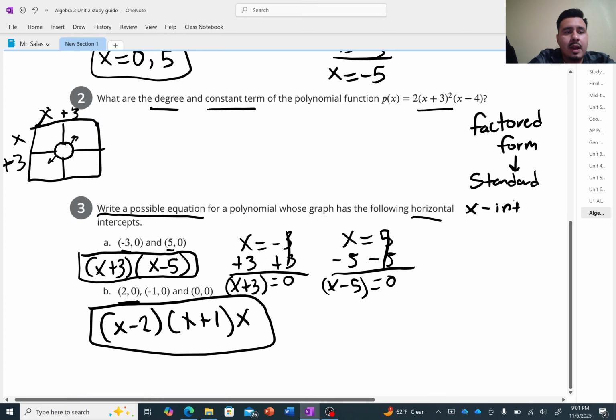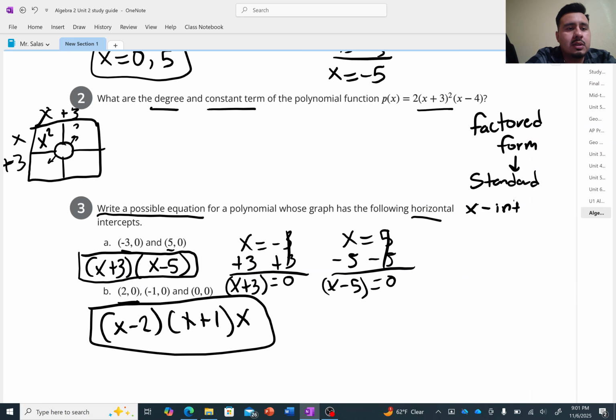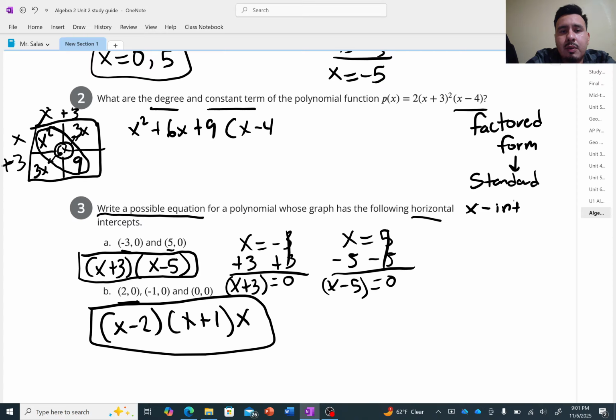Okay. X times x, that gives me x squared. X times 3, that's 3x. This is also 3x. 3 times 3, that gives me 9. I added diagonals, that's 6x. Just like tic-tac-toe, I got these 3 in a row. My answer is going to be x squared plus 6x plus 9. Don't forget about the x minus 4. So now I'm going to multiply that by x minus 4.